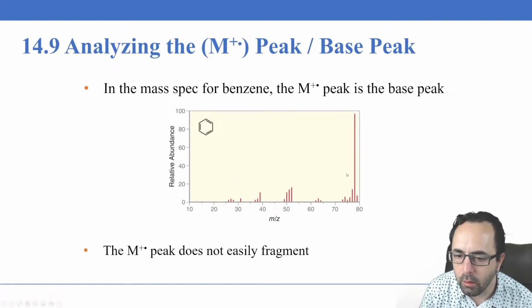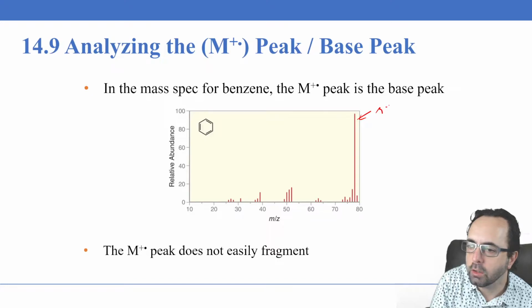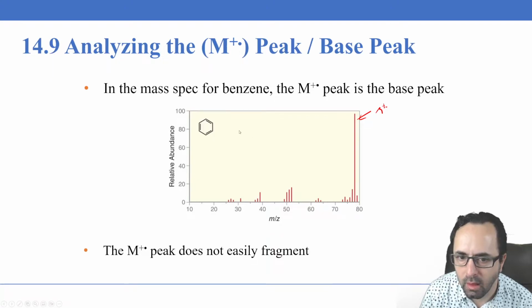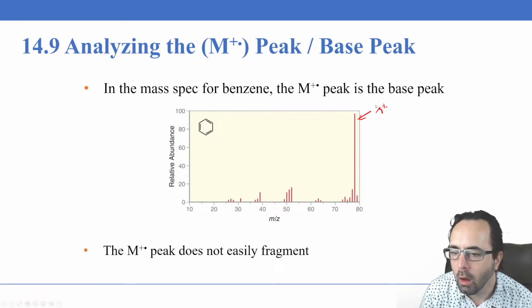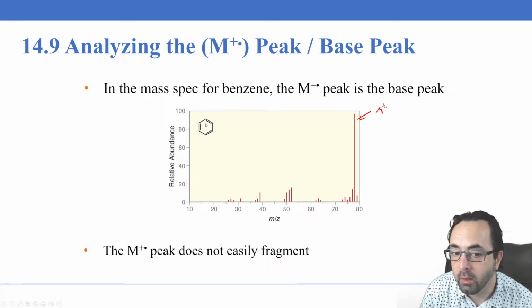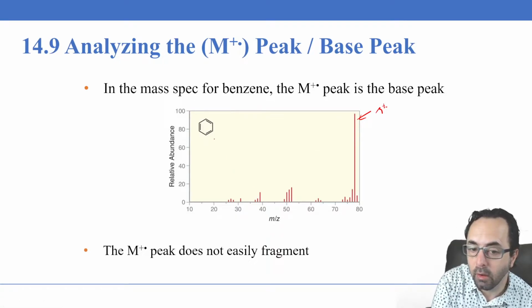When it comes to benzene, you'll notice that the fragmentation is much, much less significant. The molecular ion is right here, and it's much, much larger than any of the other peaks. And this just goes to show you the resonance stability of this, the strength of the bonds in the benzene ring. It's very, very hard to break these bonds. It does not fragment significantly.